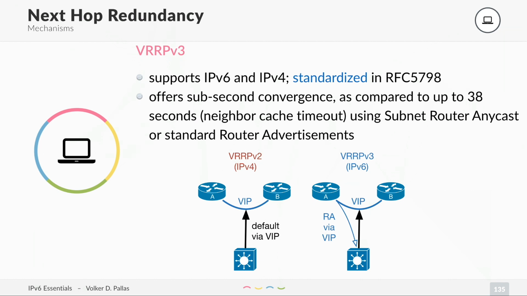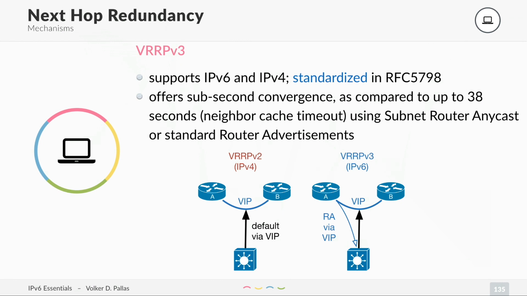How does it work? On the bottom you can see an image. On the left is VRRP version 2 for IPv4. There is a virtual IP address between the two routers, and your next hop or your client or your other machine in your LAN is routing towards the virtual IP address, the VIP.